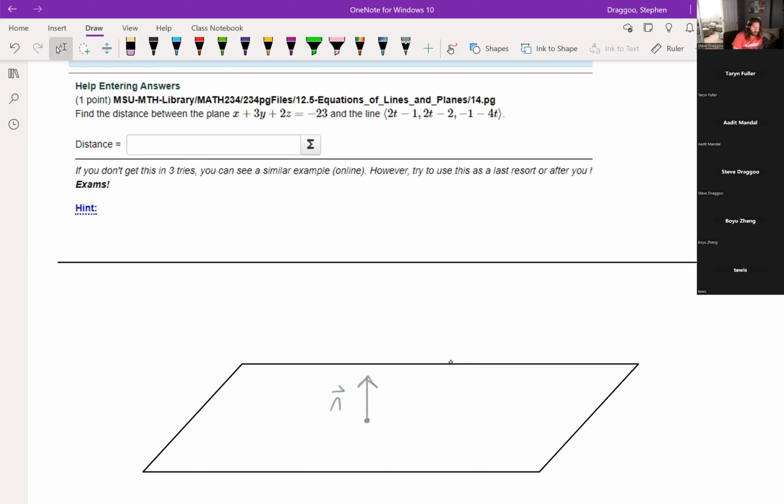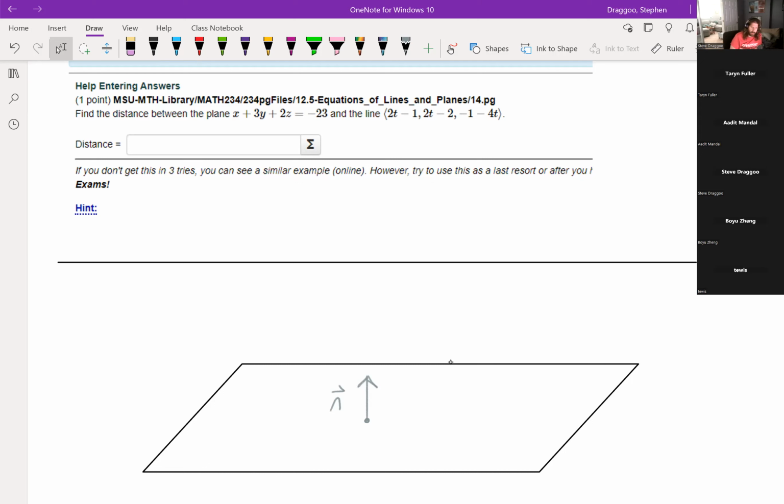And the only way that's going to happen is if our line and our plane are parallel to each other. So it's just like when you have two parallel lines, or if you have two lines that never intersect, they have to be parallel to each other. Same with a line and a plane in 3 space. If they never intersect, they must be parallel to each other. And if our line and our plane are parallel to each other, that means that the distance is going to be the same no matter where I am on that line.